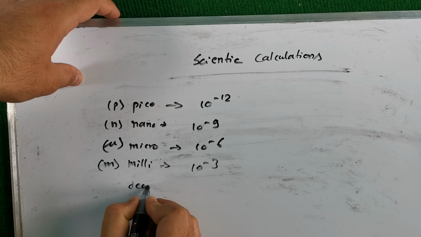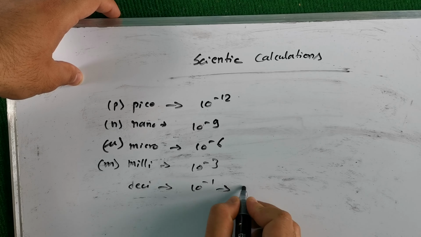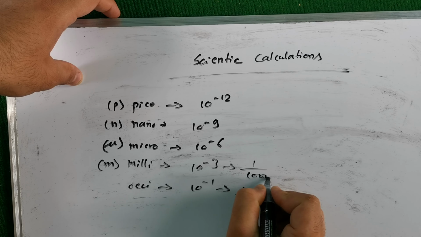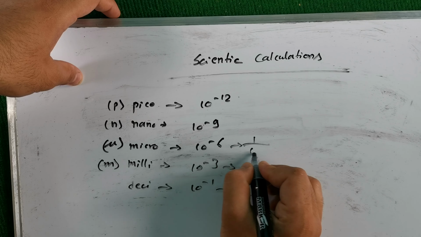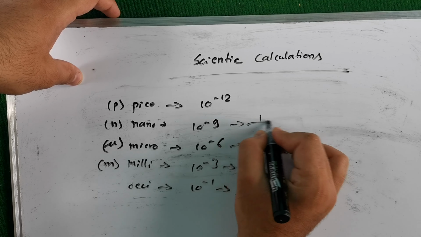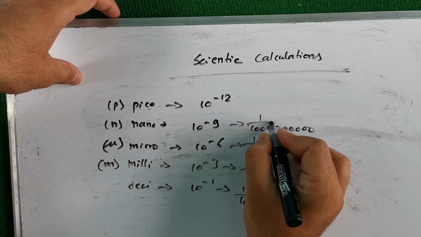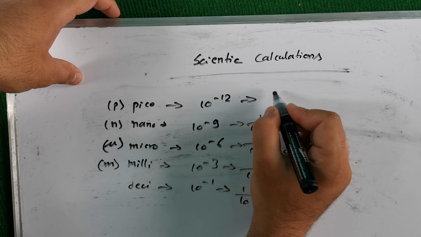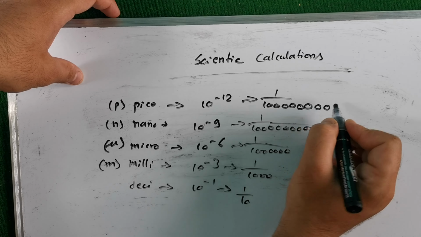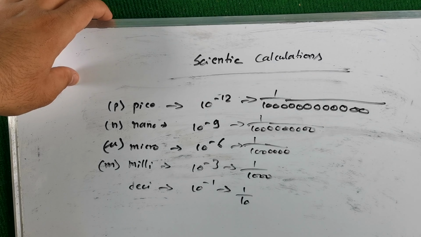And deci, D-E-C-I, deci means 10 to the power minus 1 or 1 by 10. They are indicated like this.